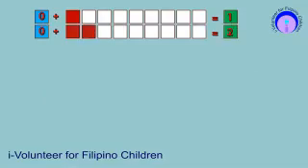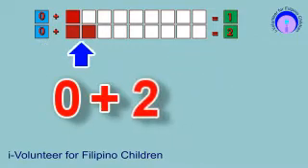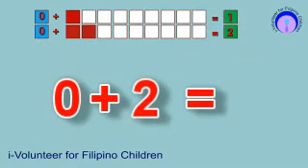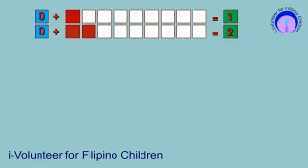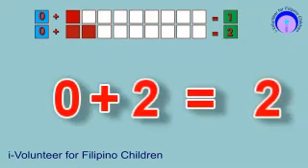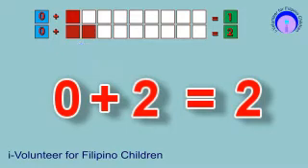Let's have another example. 0 plus 2 is equal to 2. Let's read it again one more time. 0 plus 2 is equal to 2.